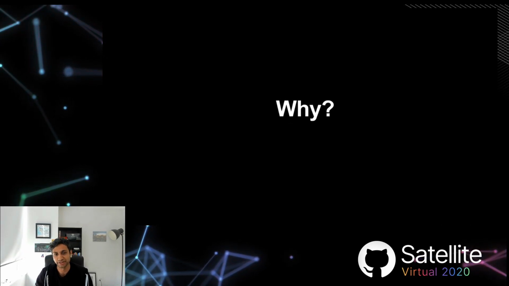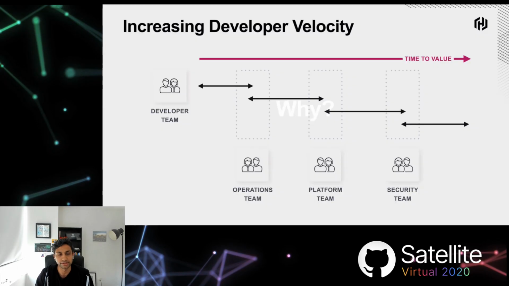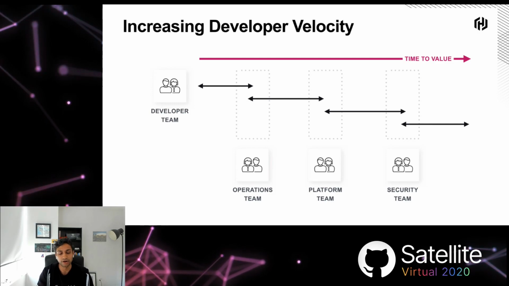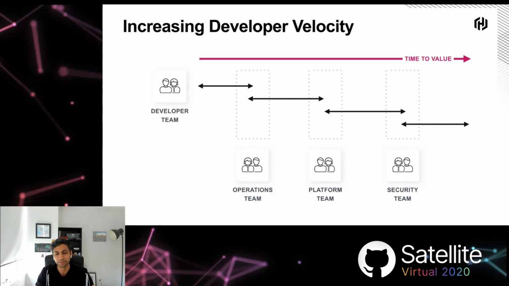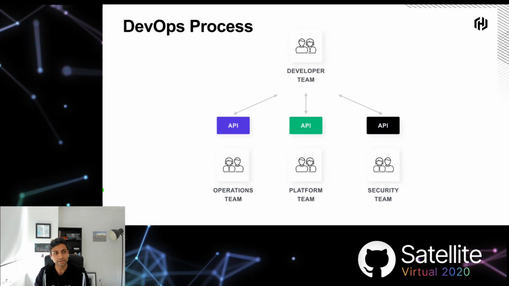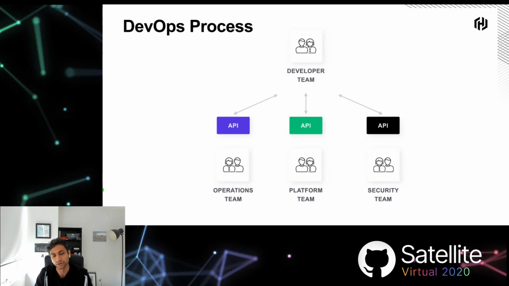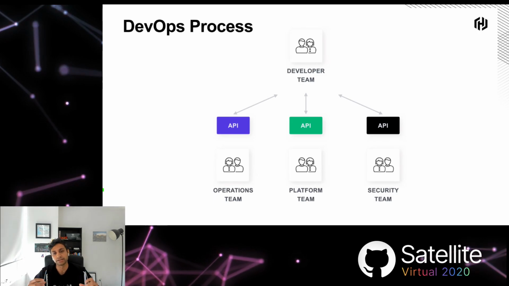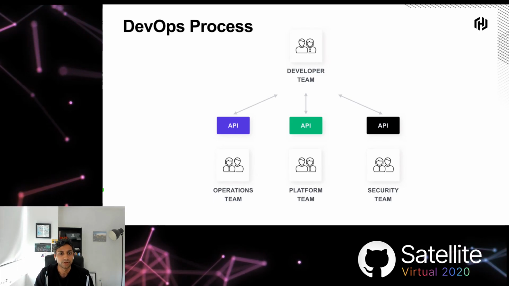So why this shift? What is the thing? There are many reasons for this, but one of the critical reasons is increasing developer velocity, which is how fast can we ship to production? How fast can we ship a feature to production? Empower the developers, make efficient use of their time, and make the time to value very efficient. And what helps you achieve this? This is the DevOps philosophy, right? You have your core teams like operations, platform teams, security teams build APIs that the developers can use.